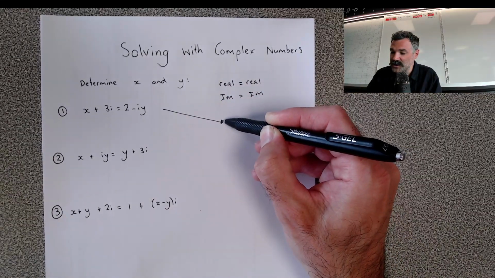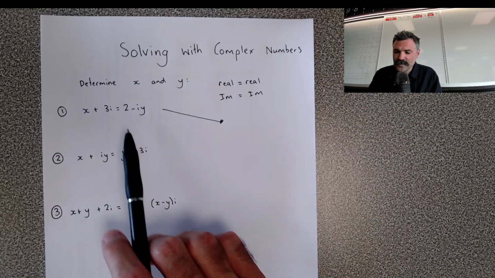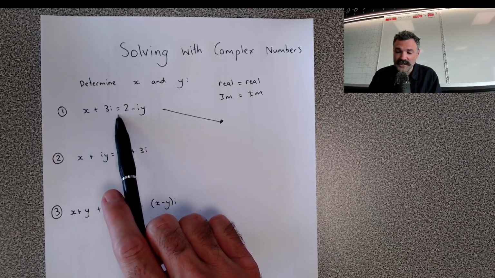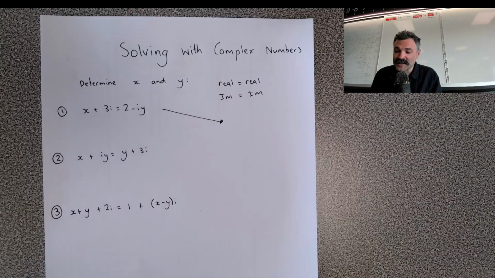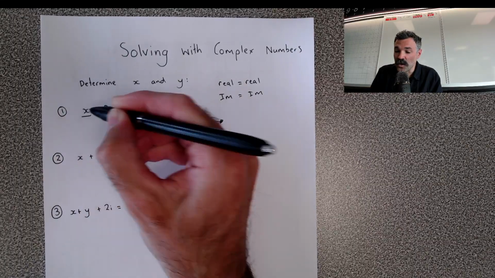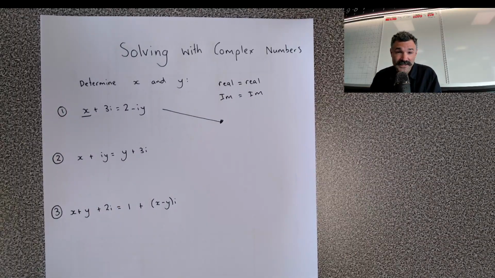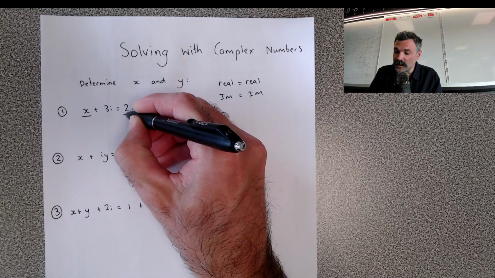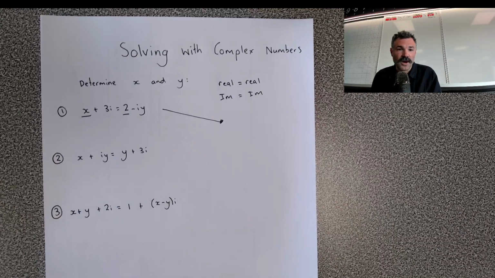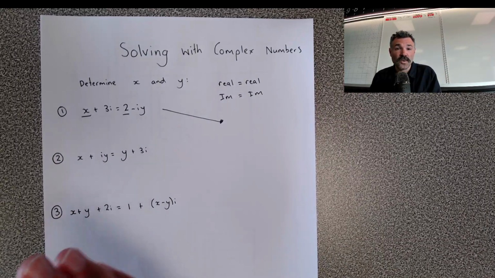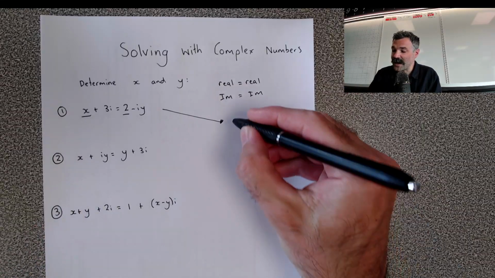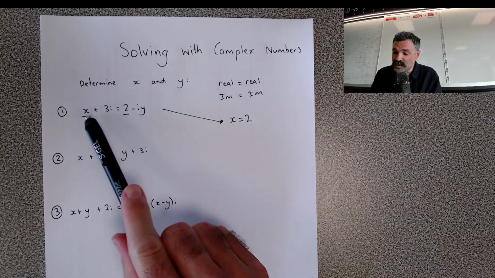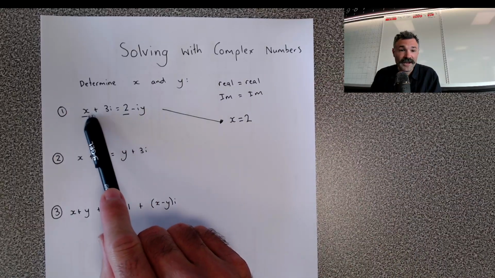So if we look at our first example, pretty straightforward. I want to determine what the x and the y are in this situation. We have x plus 3i is equal to 2 minus iy. You can see on this side the x has no i with it. It's just x, which means it's the real part. And if I look over to the other side, the 2 is the real part. There is no i. For these two complex numbers to be equal, the real part must equal the real part, and therefore I can conclude straight away that x must be 2. 2 for the real, 2 for the real, they have to be the same.